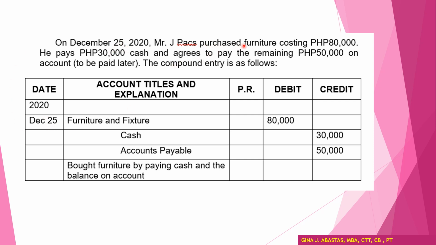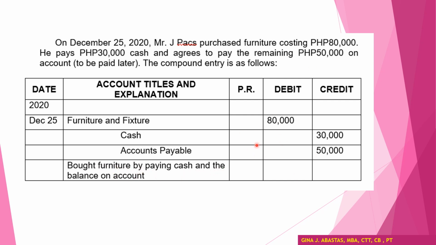So he purchased furniture. So the asset here is furniture and fixtures, costing 80,000 pesos. So you write it here in the debit amount, 80,000 pesos, because this is the amount of the furniture and fixtures purchased. So you pay 30,000 pesos cash and you agree to pay the remaining 50,000. So it's on account. That is your accounts payable worth 50,000. Your explanation is: bought furniture by paying cash and the balance on account.